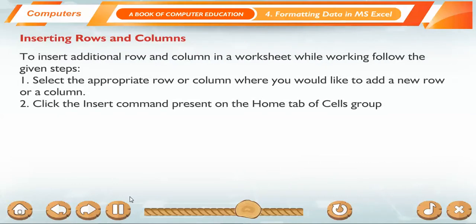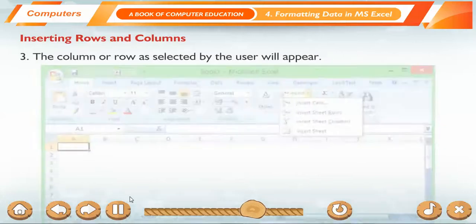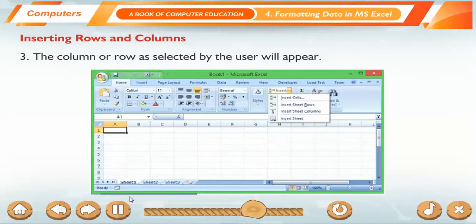Inserting rows and columns. To insert additional row and column in a worksheet while working, follow the given steps. Select the appropriate row or column where you would like to add a new row or a column. Click the Insert command present on the Home tab of Cells group. The column or row as selected by the user will appear.